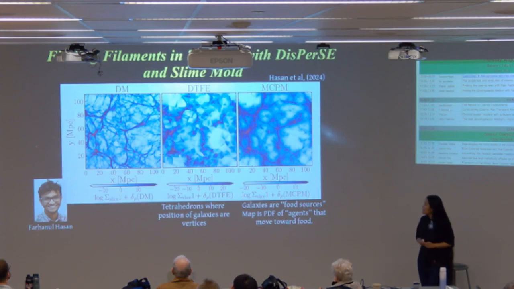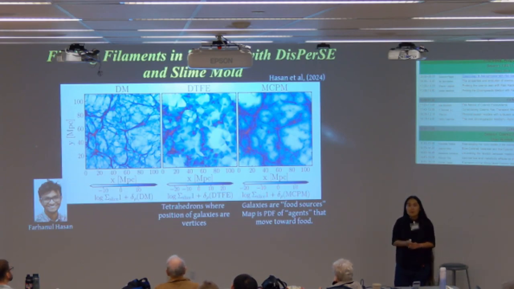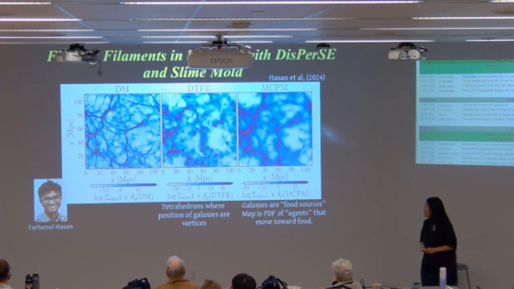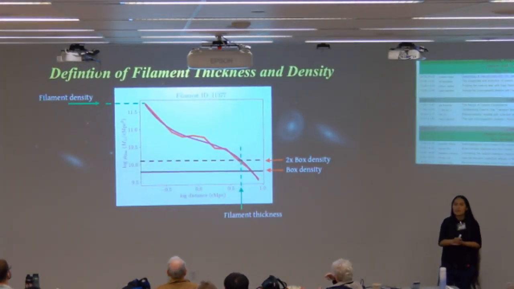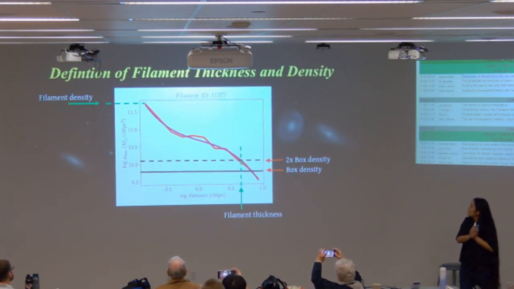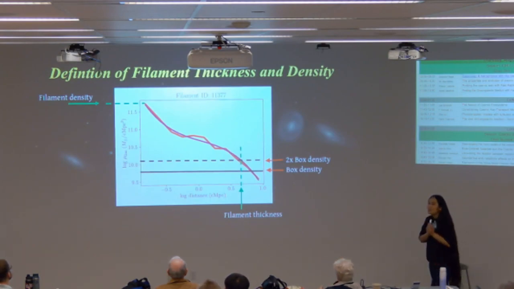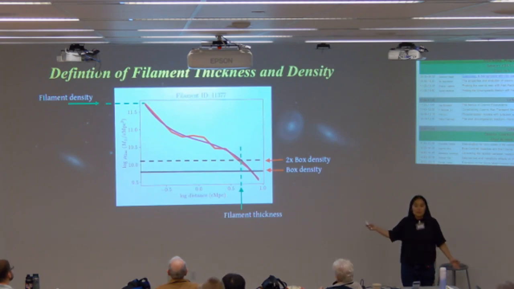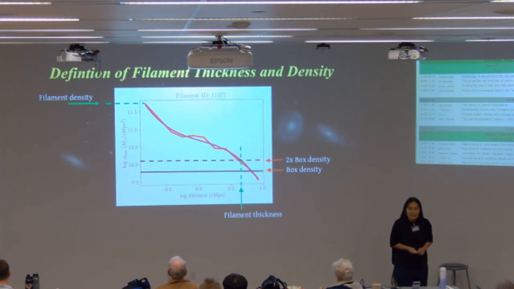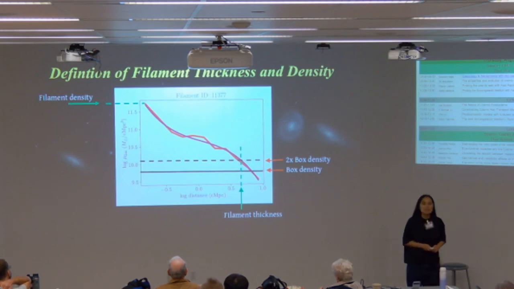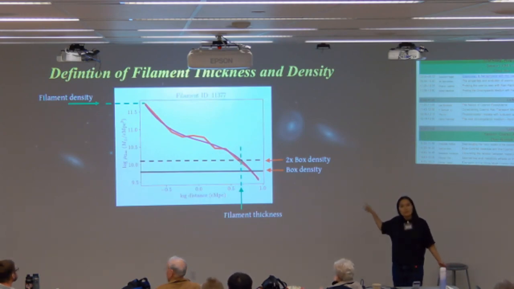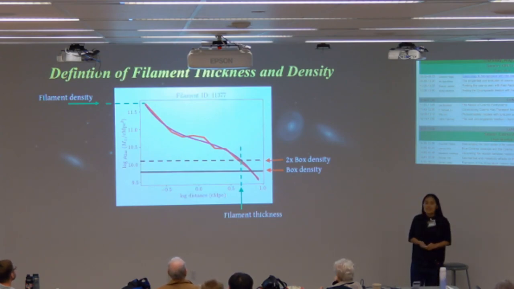And Farhan has also shown how filament properties correlate with galaxy properties. What we did here was take the filament catalog that Farhan kindly gave us, and we measured the density profiles for a bunch of filaments. This is an example filament, and here on the y-axis is the density of the gas in that filament versus distance from the center of the filament. You see this nice declining profile here. The purple is the smooth line, the red line is the actual data. We define the filament density to be the density at the center of the filament.